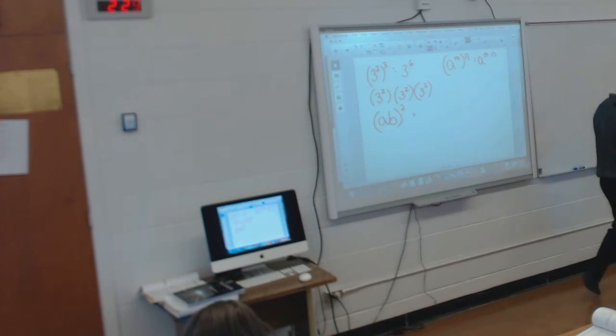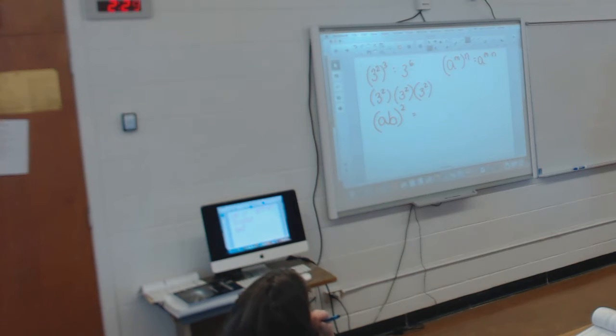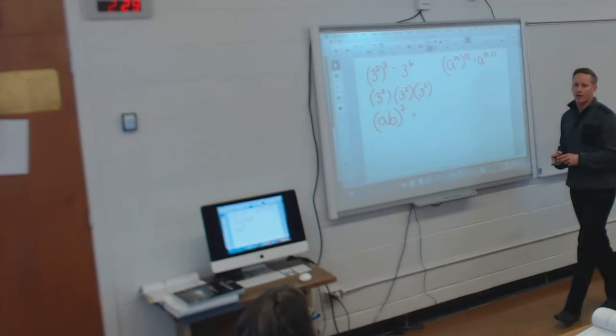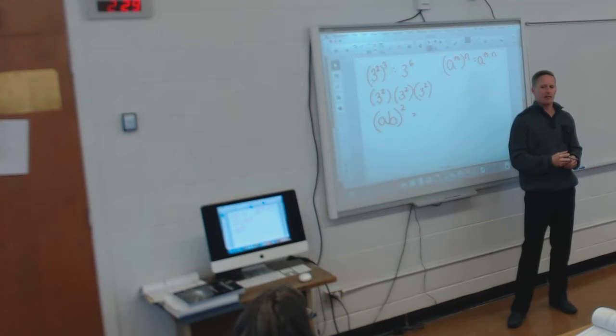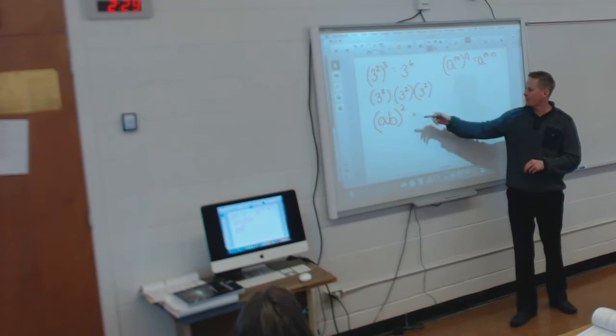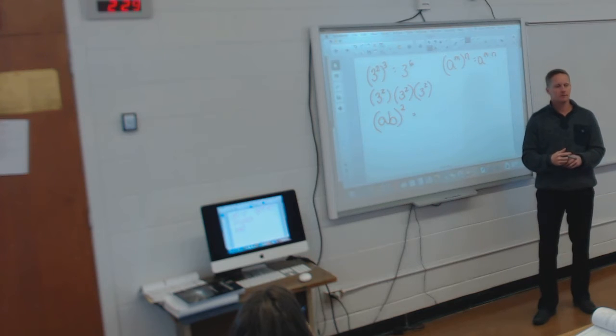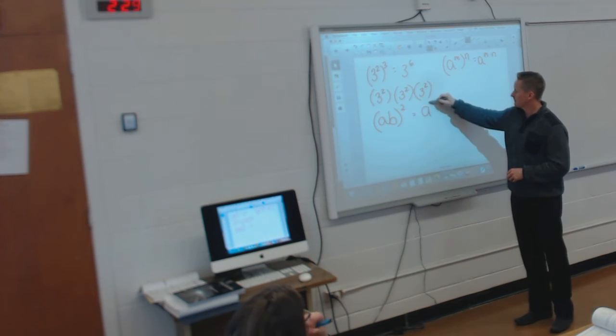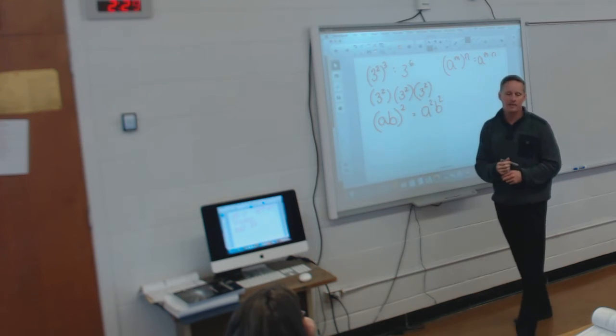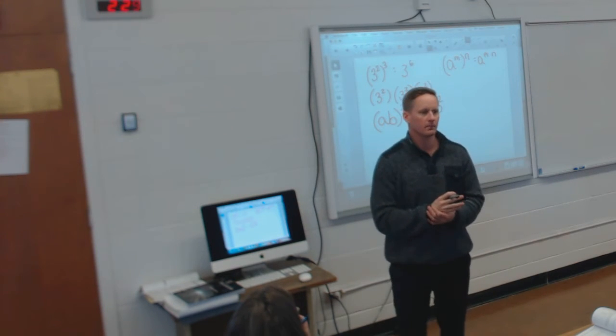Actually, this is probably a good one to do. AB, so 2 different values, AB squared. What do I do with that exponent? Square the answer? Yeah, you would, right? But what do I do with the exponent through here right now? If I was to expand this, what would it write out to be? A squared times b squared, right?